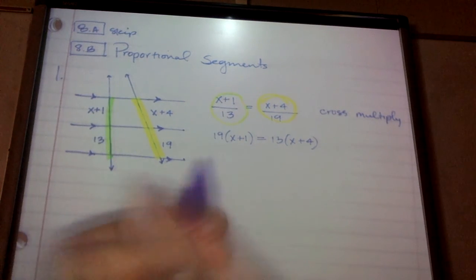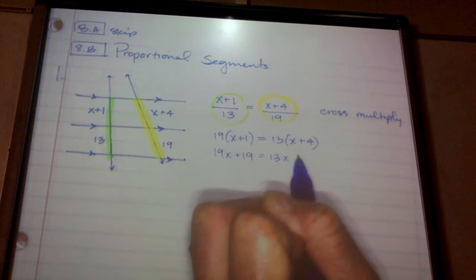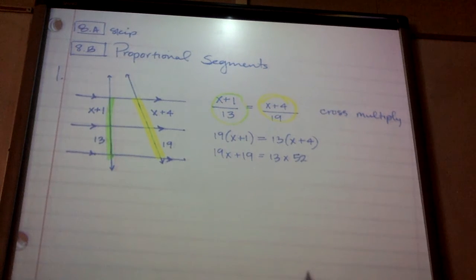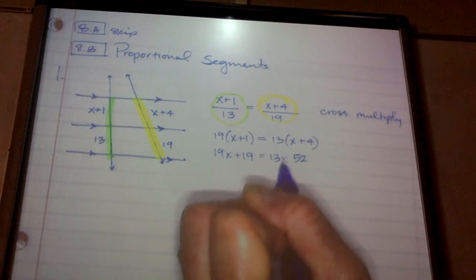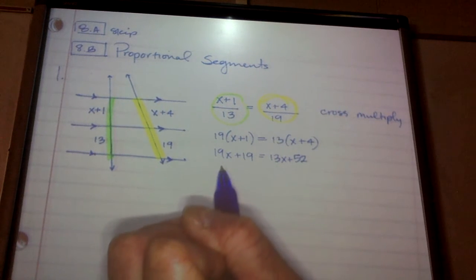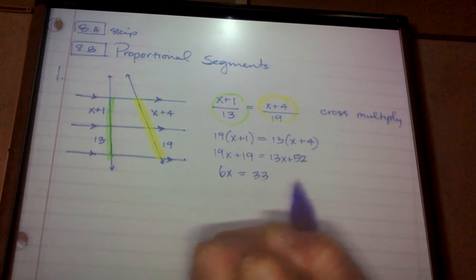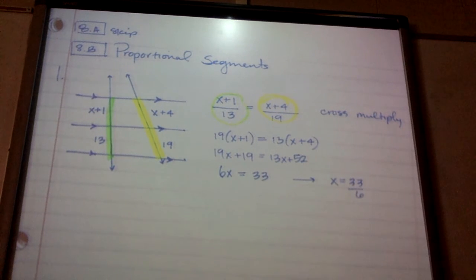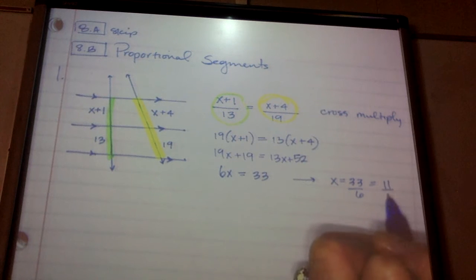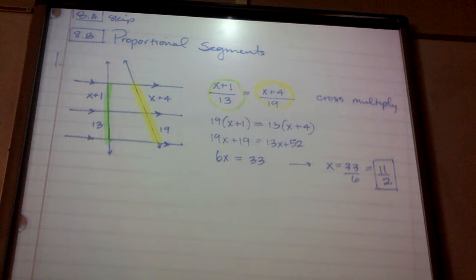Anyways, now I'm going to distribute, so this is 19x plus 19 equals 13x plus, I believe, 52. There should be a plus sign. So if I subtract 13x, I get 6x. If I subtract 19, I get 33. So x equals 33 over 6. That can be reduced to 11 over 2, or 5.5. Up to you. So really simple. That is on the homework.